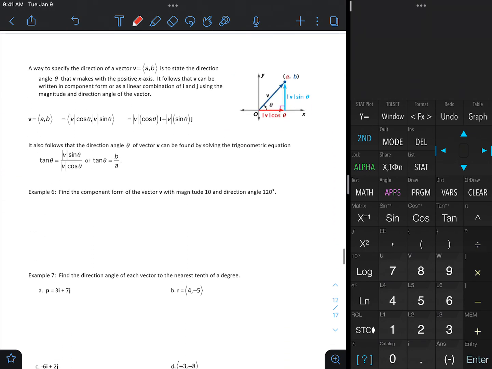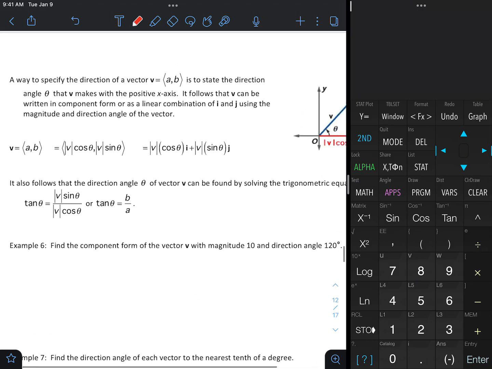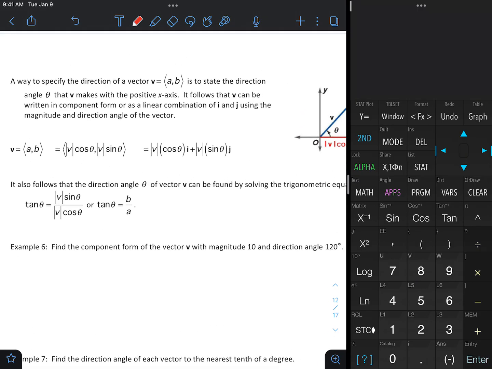All right, let's see what else we got here. Next, ways to specify the direction of a vector. One way is to state the direction angle theta that the vector v makes with the positive x-axis. It follows that v can be written in component form or as a linear combination of i and j using the magnitude and the direction angle of the vector.